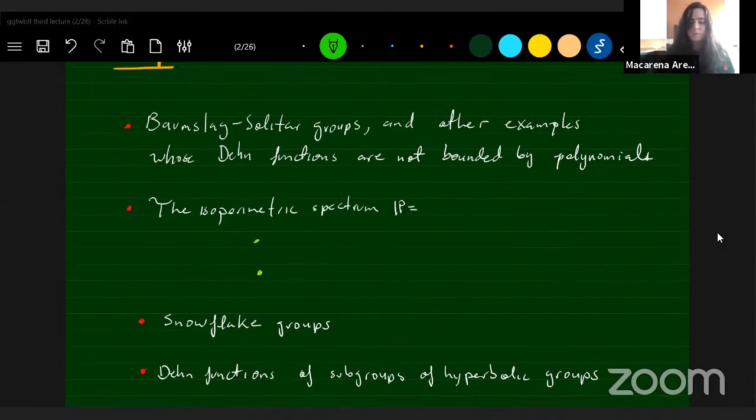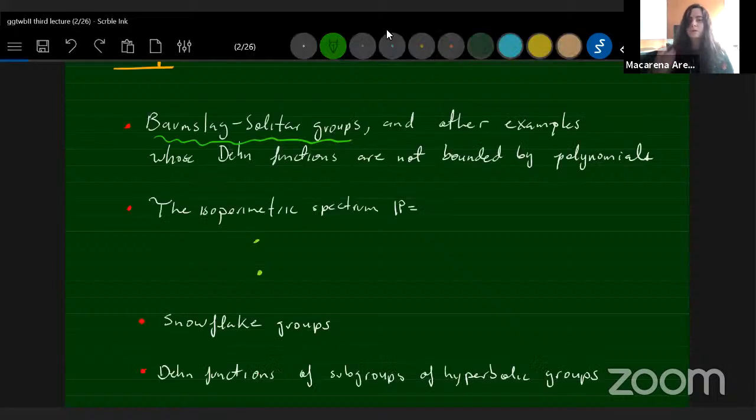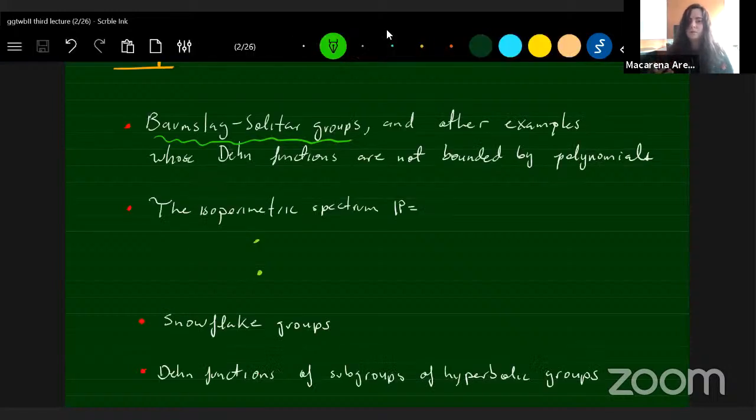We saw that there are groups that have Dehn functions that are not bounded by polynomials. For instance, the Baumslag-Solitar group has an exponential Dehn function. We also saw that there are other groups that have Dehn functions that are towers of exponentials. And there are groups whose Dehn functions are not bounded by any tower of exponentials, but are still recursive.